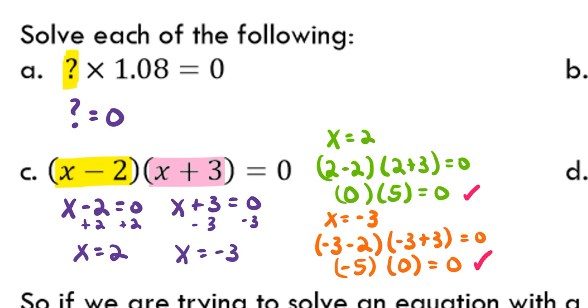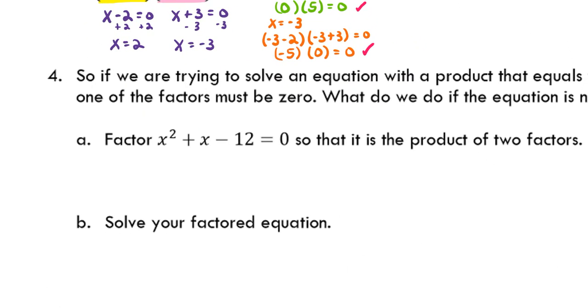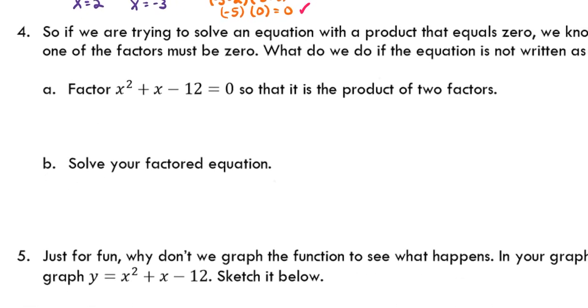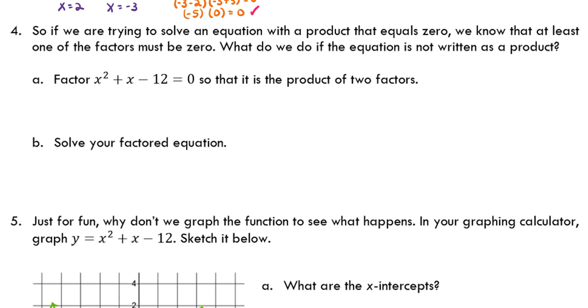All right, so now that we've introduced what's called the zero product property, let's see how it works in action with an actual quadratic equation. We're going to look at number 4. If we are trying to solve an equation with a product that equals 0, we know that at least one of the factors must be 0. What do we do if the equation is not written as a product? Well, that's where all of our factoring skills from Unit 5 will come into play.